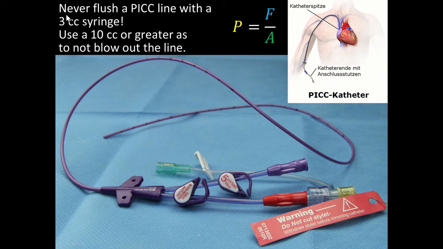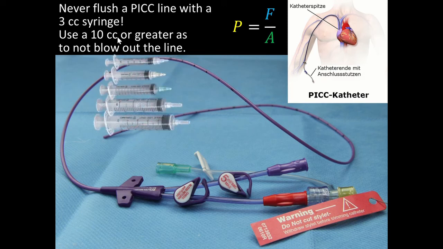And periodically you need to flush this line with just a saline solution. But if you're a nurse, you know this: never flush a PICC line with a 3 cc syringe. That's cubic centimeter, same thing as a milliliter. Always use a 10 cc or greater so you don't blow out the line.